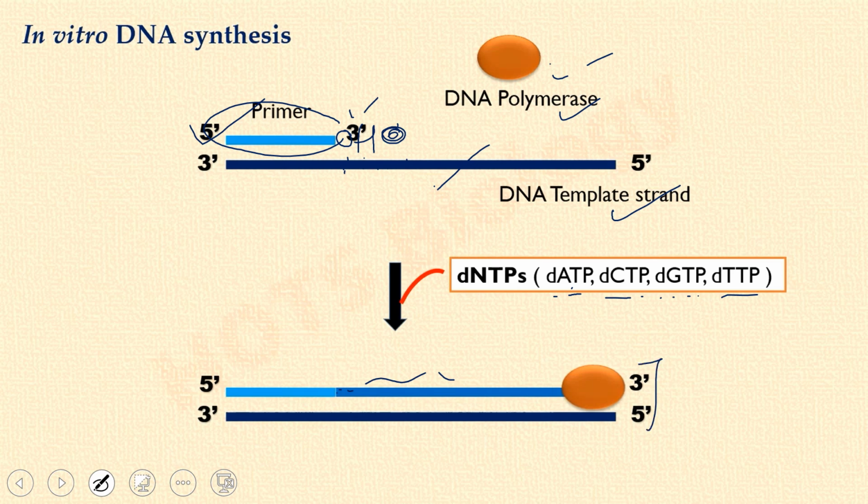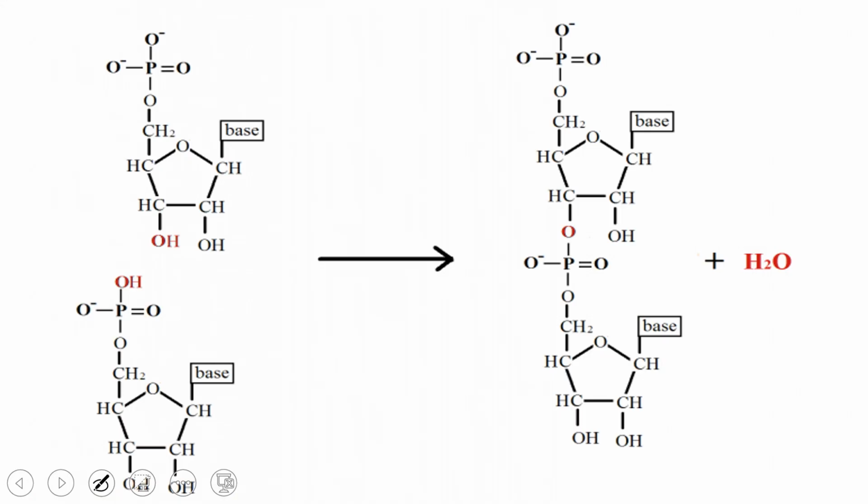In the case of Sanger methodology, we are going to use the same process. Whenever a new nucleotide is going to be added to the pre-existing 3' end, here you can see, this is the pre-existing nucleotide which has a 3' OH.